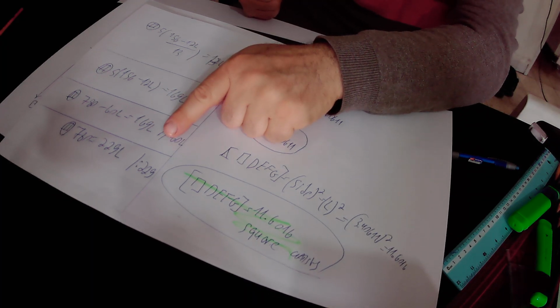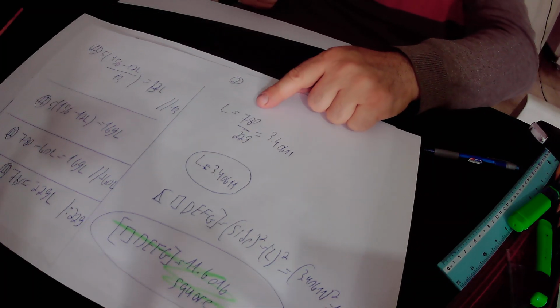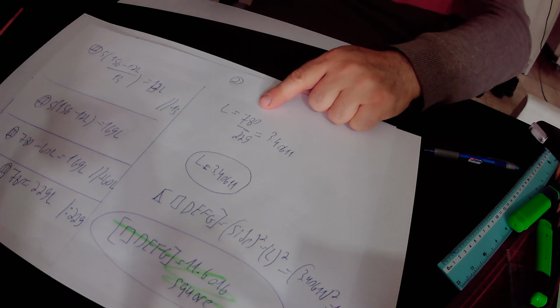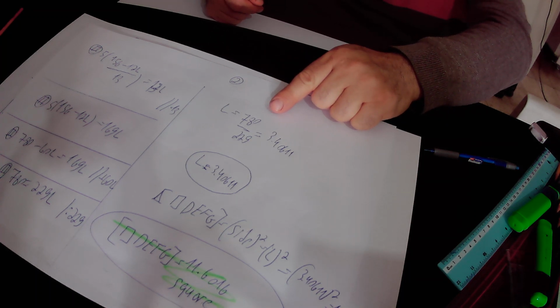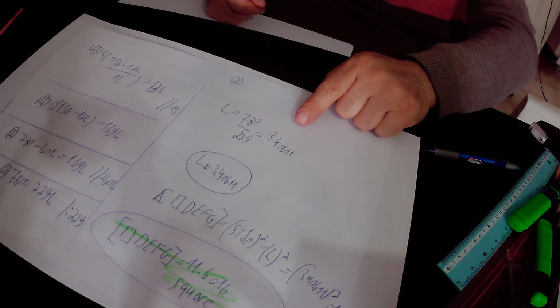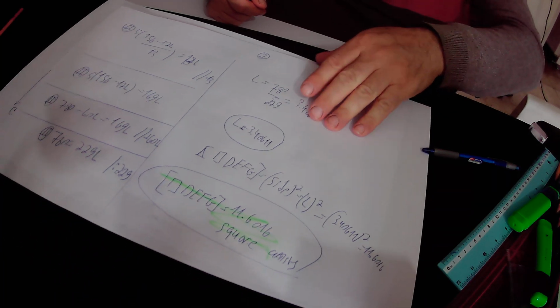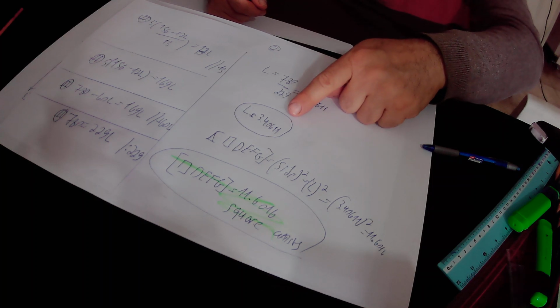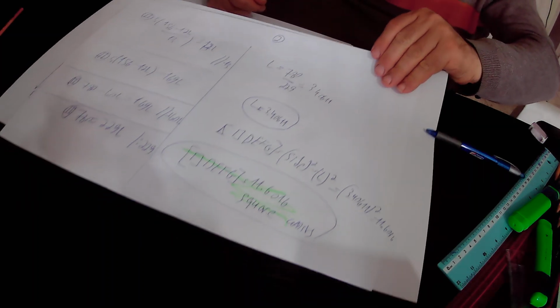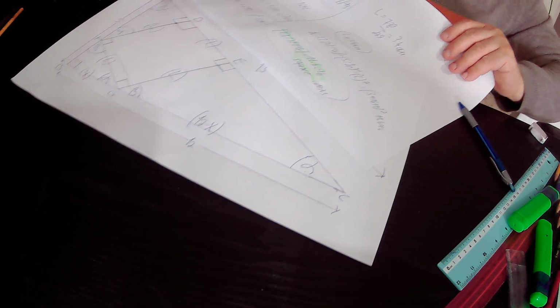Here we divided this equation by 229, and finally found that L, that is the length of one side of square DEFG, equals 780 over 229. 780 over 229 equals 3.40011 units. So L equals 3.40011. This is the length of one side of this square DEFG.